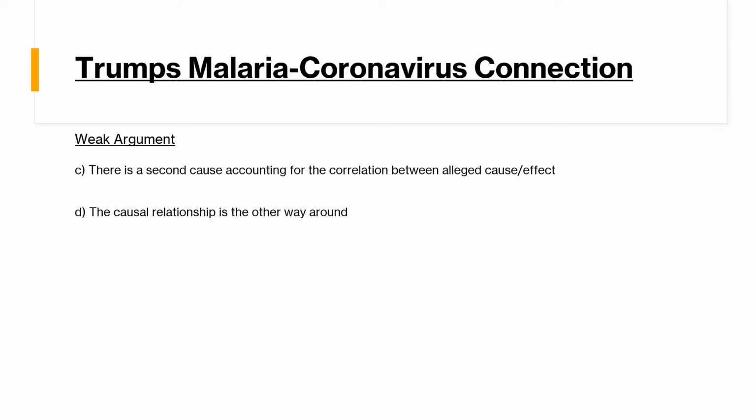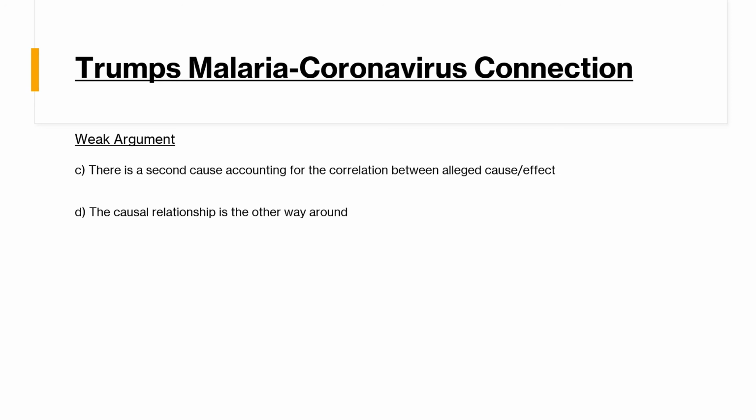Finally, we look at the last two conditions of a weak causal argument. C, there is a second cause accounting for the correlation between alleged cause and effect, is a hard one for the arguer to prove. There's so many confounding factors that could be the reason why countries with high cases of malaria using hydroxychloroquine have low numbers of coronavirus. This could include things such as the fact that the continent of Africa is much larger than the US, and it's much harder for the virus to spread over long distances. Or maybe there's fewer air travel and visitors to countries with high malarial cases.